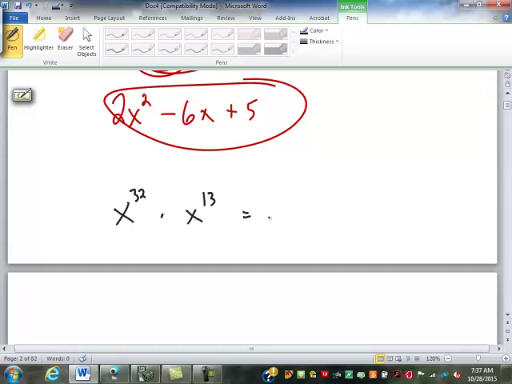What's that going to become? X to the 45. When we're multiplying, we add the powers.